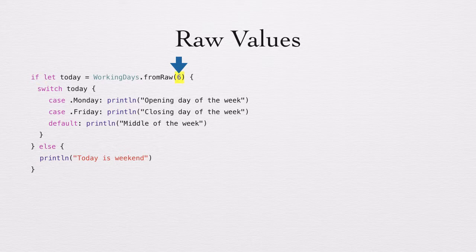However, consider a situation where we use the value 6 by mistake. To take care of this situation, the fromRaw function returns an optional integer. Thus, in the current scenario, the function returns a nil value, and the program executes the else clause. By the way, if you input any number higher than 6 or less than 1, the program will still print a weekend message.